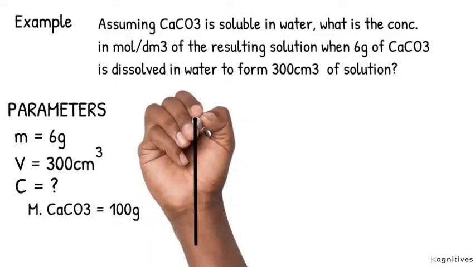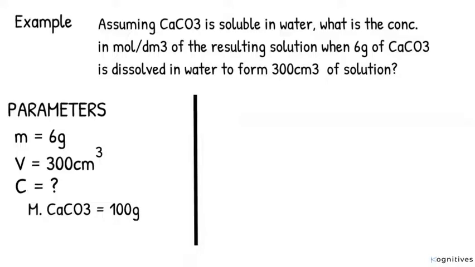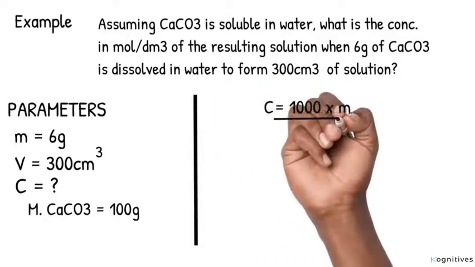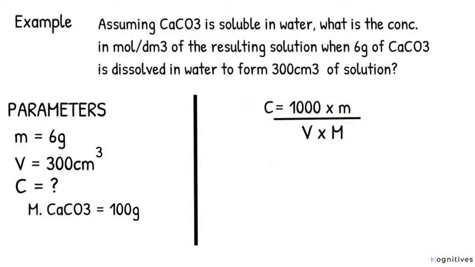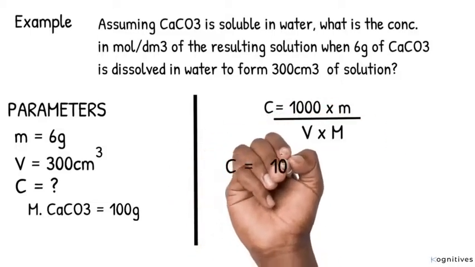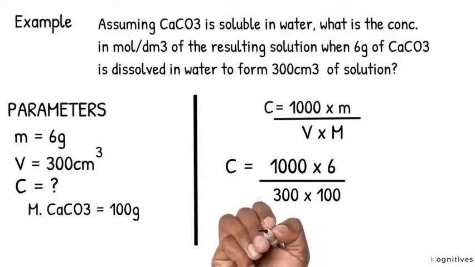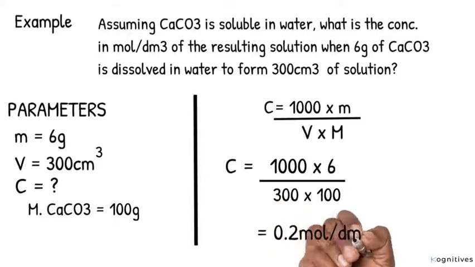So based on our parameters, we see that the formula we shall apply is C is equal to 1000 times reacting mass over volume times molar mass. And so we have C is equal to 1000 times 6 over 300 times 100. Solving mathematically, concentration becomes equal to 0.2 mole per dm cube. It's quite easy and straightforward, right?